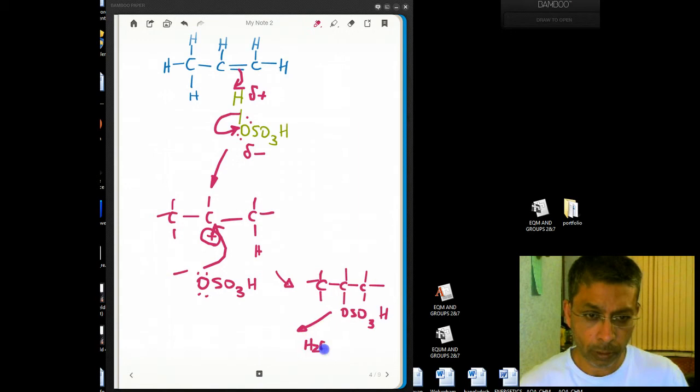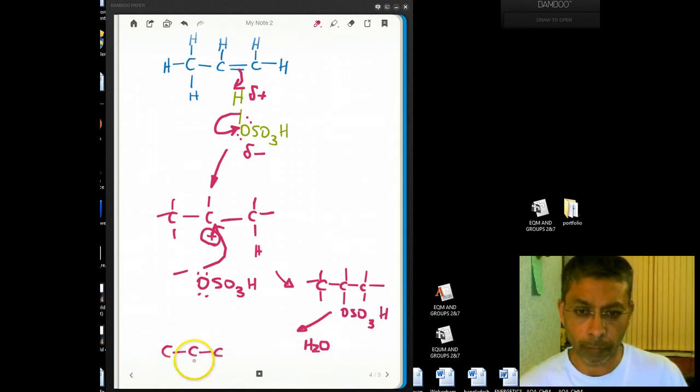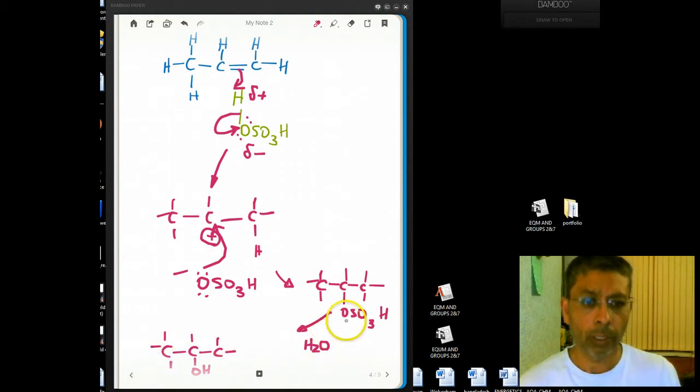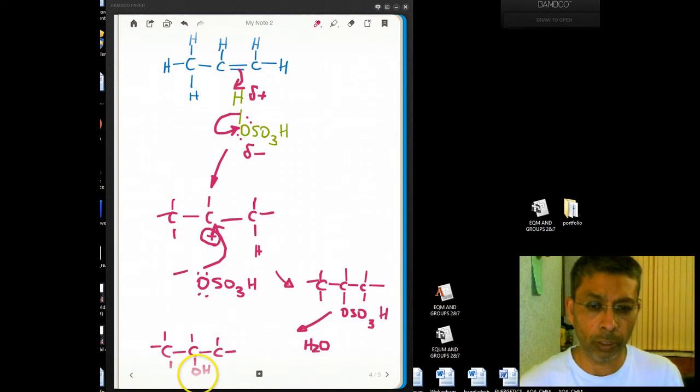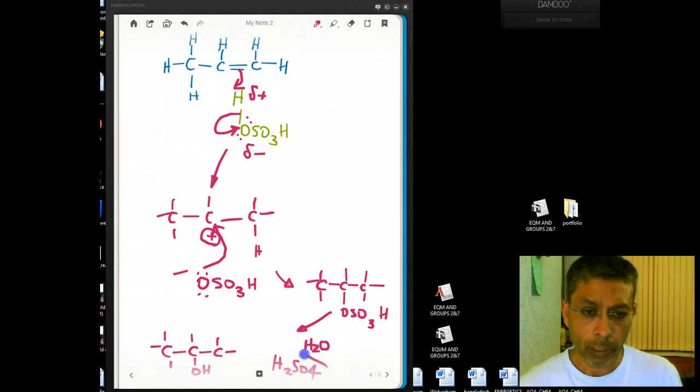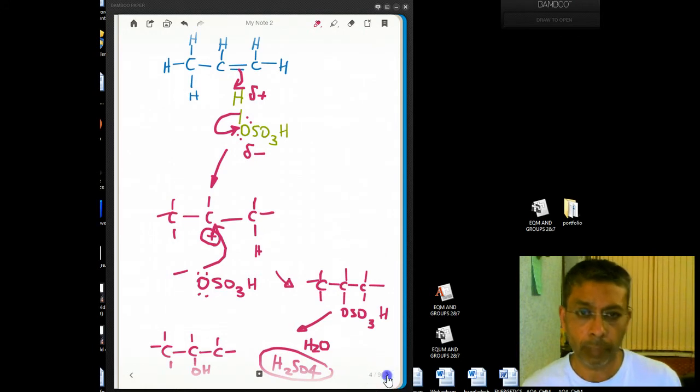Now if you were to then add water to this, dilute it, just add water, that will give us an alcohol. Okay, so 1, 2, 3, OH, where the hydrogen sulfate was. Now for this part you won't need to know the mechanism, just know that adding water will produce the alcohol, and it also produces the sulfuric acid back again, which shows that the sulfuric acid must have been a catalyst.